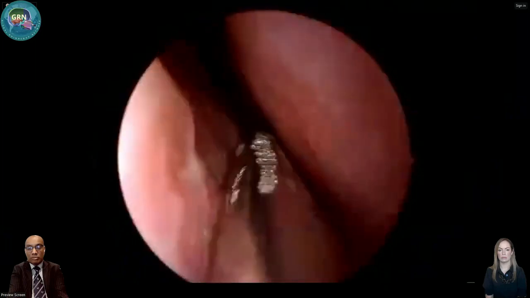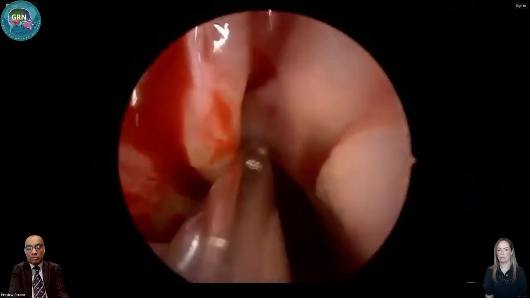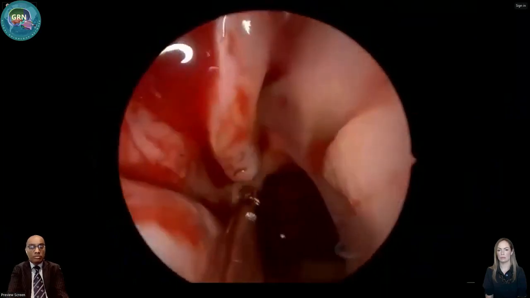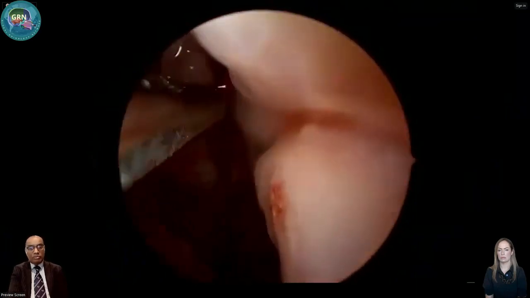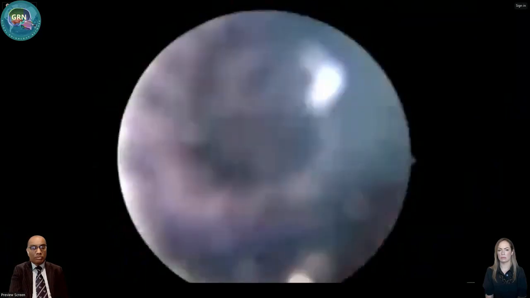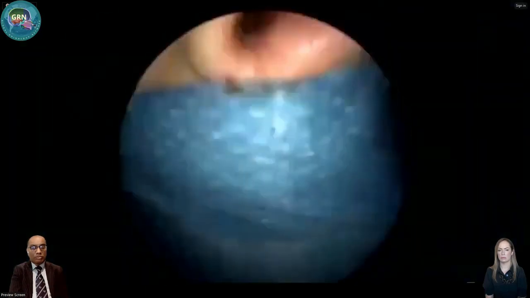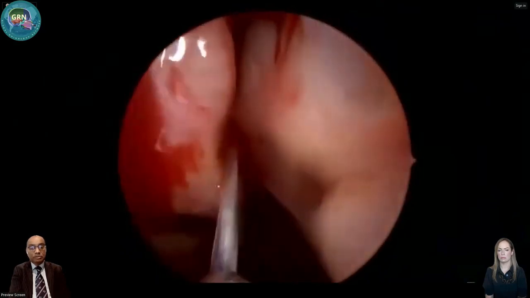So now with the diode laser, I make the border of the choana and the fontanelle area.